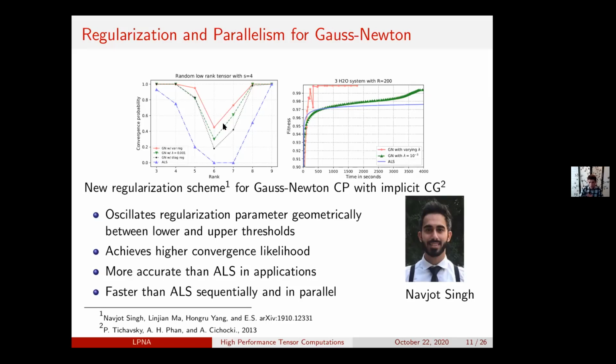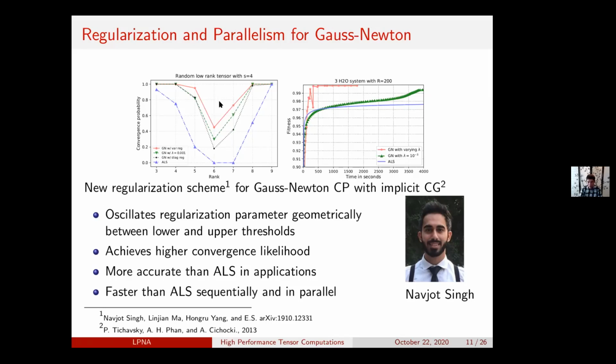And one really interesting thing we observed when playing around with Gauss-Newton algorithms is that they can sometimes find CP decompositions that have a better fitness than what the ALS algorithm can find, even if you give ALS many different starting points.